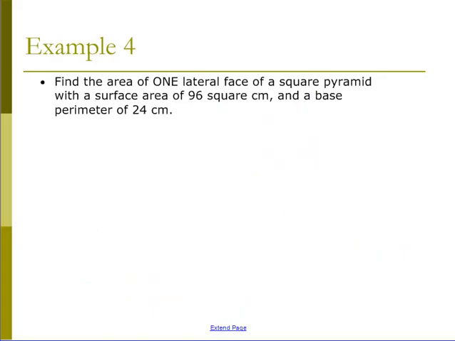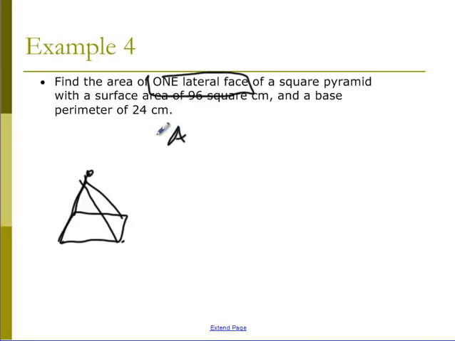And my last example for this one: find the area of one lateral face of a square pyramid where the surface area is 96 and the base has a perimeter of 24. So let's draw our square pyramid. Let's try our best on this. I'm going to draw my square just a little bit slanted. It's not even close to a square, but that's okay. Close enough. I know the total surface area is 96. And that 96 is the lateral area plus, not equals, plus the base. I know the perimeter of the base is 24, and it's a square.